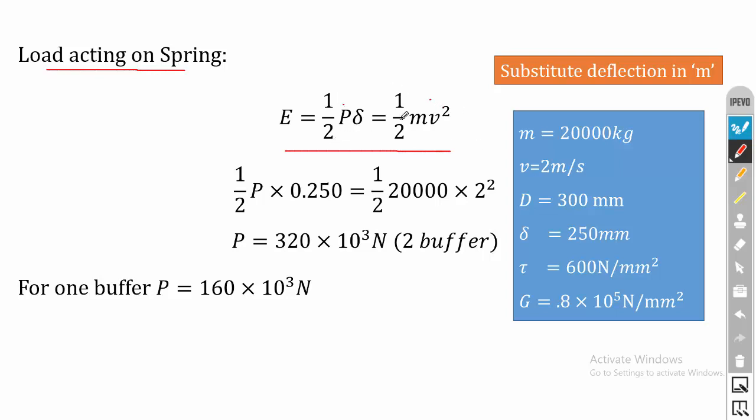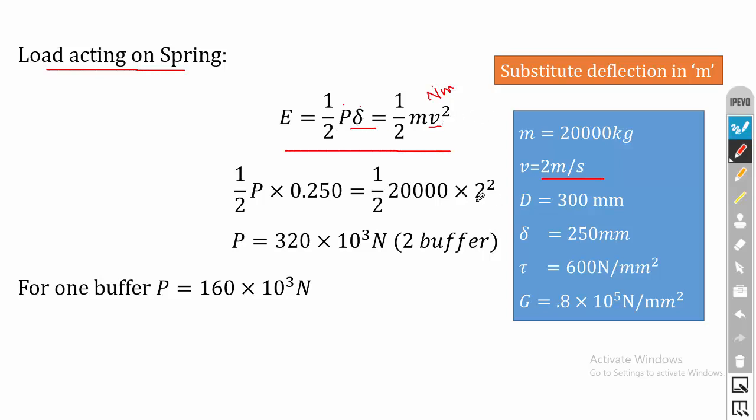So half P del is equal to half mv square. We can substitute the data. Remember that here we are substituting the velocity value in meter per second, so we have to substitute the deflection value in meter. You should not substitute in mm. Remember that, because this mv square will become Newton meter. This Newton is actually kg meter per second square. So you should not substitute the velocity value in mm per second. For energy equations, always substitute the values in meter.